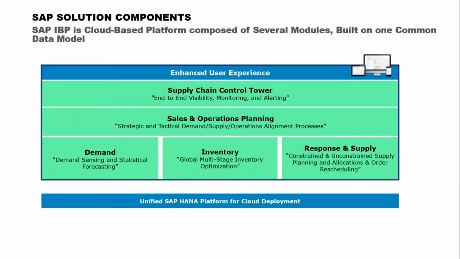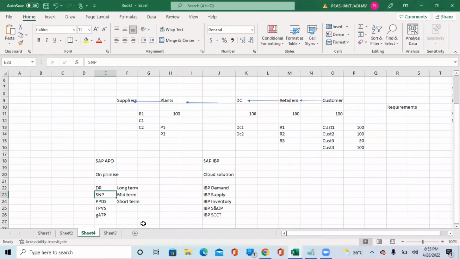So if you see, these are the broader level modules which are available in SAP IBP: IBP demand, IBP inventory, IBP response and supply, and we have IBP S&OP, and we have supply chain control tower. As I mentioned, IBP demand is to forecast the nearest sales in the future.